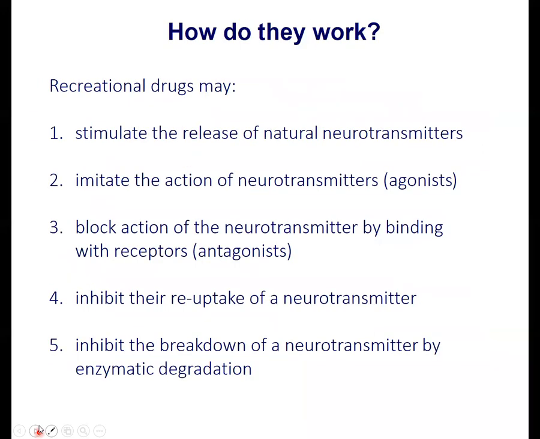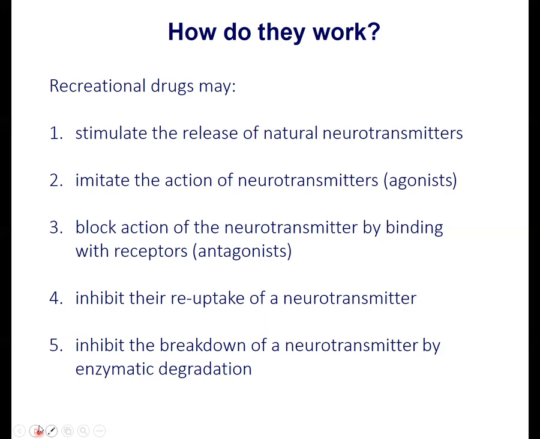So how do drugs work? How do recreational drugs work? Well, really, it's just a recap of what we've learned already about neurotransmitters. So number one, they stimulate the release of natural neurotransmitters. So some drugs will just stimulate more neurotransmitters to be released into the synaptic cleft and increase the chances of reaching threshold. Some of them act like neurotransmitters.